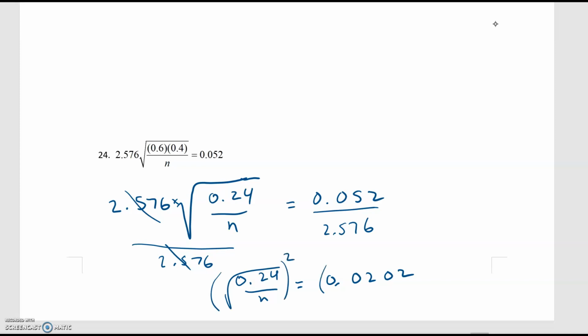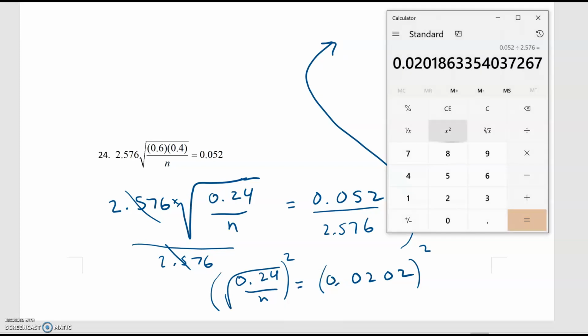So square. I'm running out of room. Let's go up to here. All right, so 0.0202 squared. Now, I'll just use that square button again. I've got the whole number, I don't have to round it off. Just keep the whole thing on the screen and hit the square button. Now, this is scientific notation. It says 4.0748, etc., E negative 4, that means move the decimal point backwards 4 places. It does that just to save space. A lot of calculators do that.